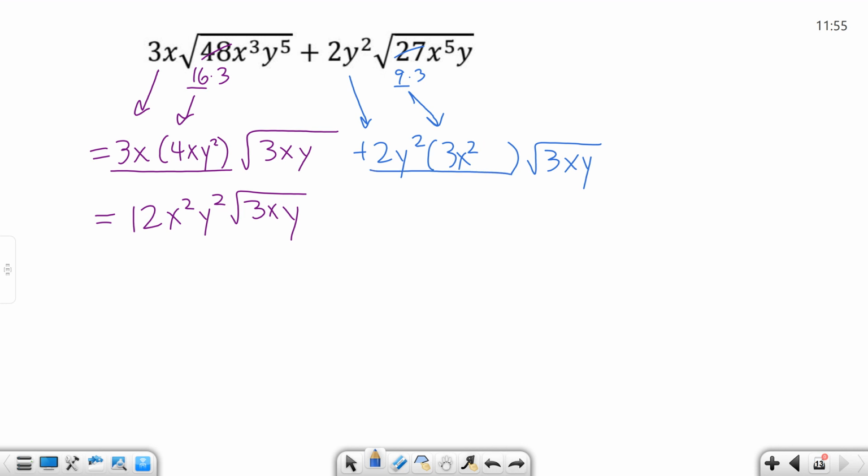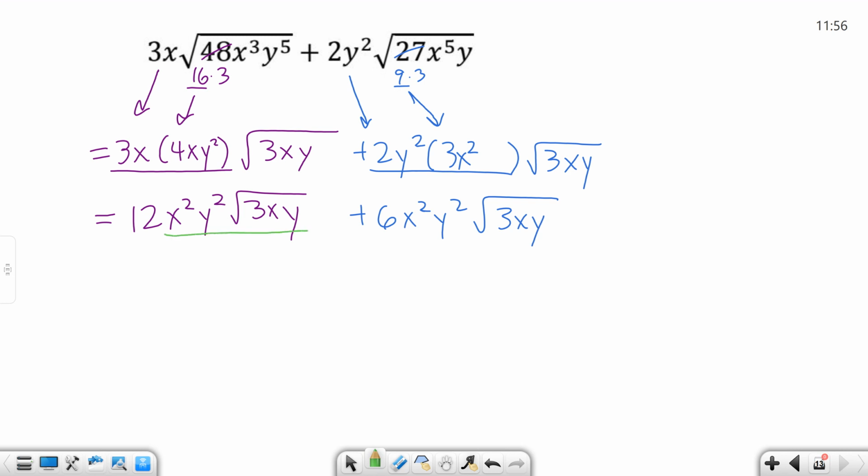All right. So now finish this term. That's going to be plus 6x squared y squared. I just wrote it in alphabetical order. You could put y squared, x squared. It's the same thing. You understand that the order it multiplies in doesn't matter, times the square root of 3xy. So do I have like terms right here?